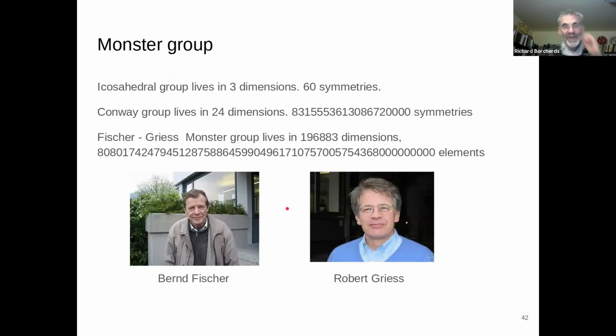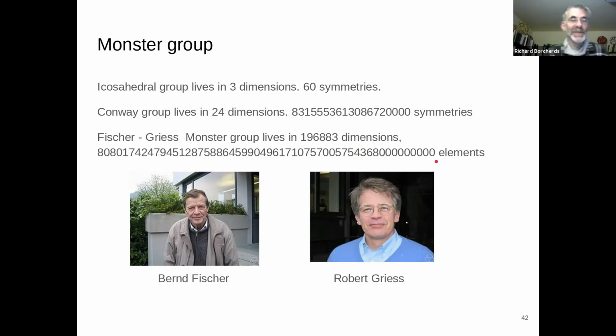Anyway, now we should talk about the monster group. The monster group is the largest of the sporadic simple groups. The icosahedral group lives in just 3 dimensions and has 60 symmetries. Conway's group lives in 24 dimensions and has this number of symmetries. The monster group lives in 196883 dimensions. This is the other number appearing on John Mackay's t-shirt, and its number of elements is given by this number here that I'm not going to read out explicitly.